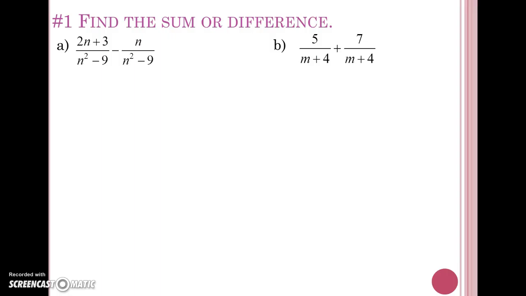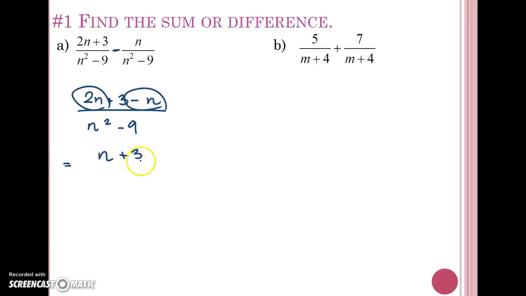So for me, I'm going to go ahead and combine like terms up top. Because the denominators were the same, I'm going to go ahead and write that n squared minus 9. And then for your numerator, it's going to be 2n plus 3, and then this is a minus sign, so minus n. Then, combining like terms, I have 2n minus n is just n, plus 3 over n squared minus 9.